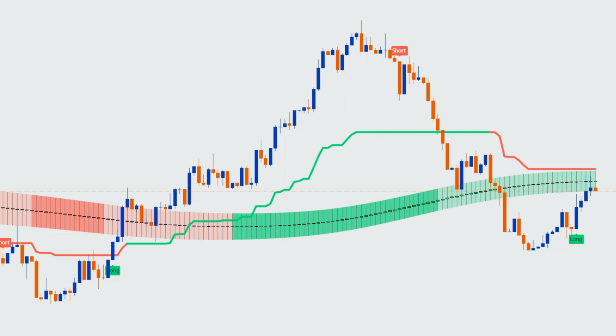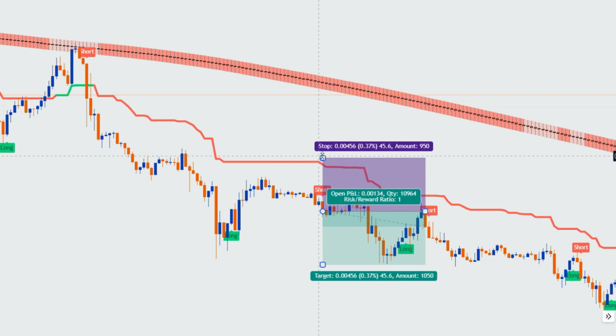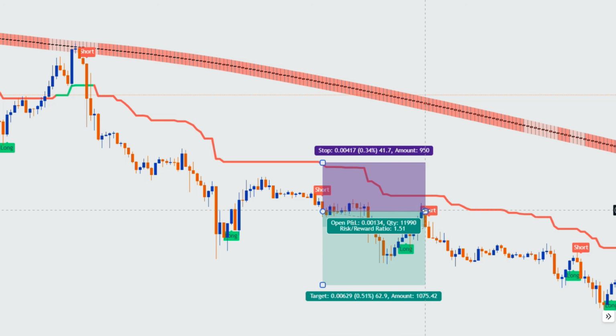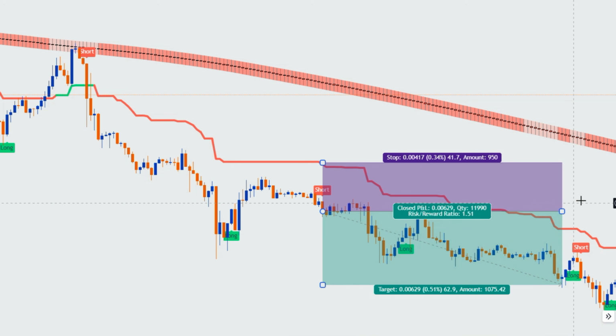Now that we've completely learned this strategy, let's test it on the pound sterling to US dollar chart with a 5-minute time frame. We'll see how much profit we could have made using this strategy.